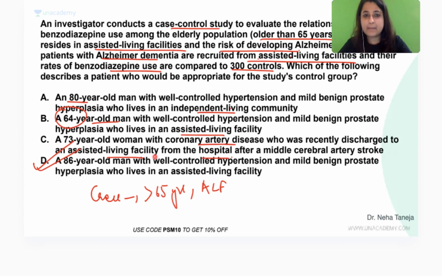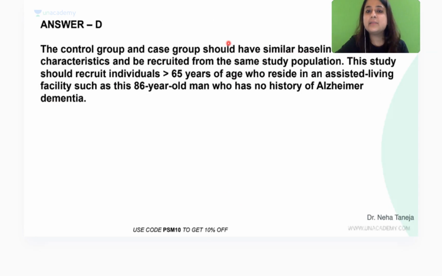An 86-year-old male, age matched, well-controlled hypertension, BPH matched, who lives in an assisted living facility, matched. The only thing that this 86-year-old male doesn't have is that he's not suffering from Alzheimer's, because he's going to be a control. Got it, everyone? So when you read the explanation, you can read over here control group, because the presentations are different, Ravi.